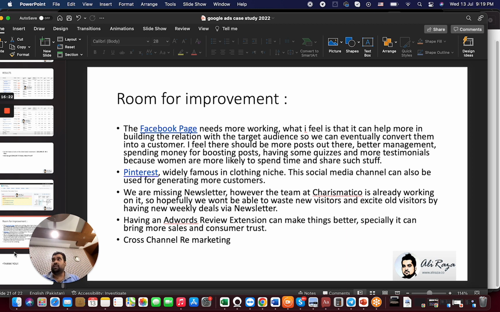We are also missing a newsletter. A newsletter can bring our old customers into recurring customers, and we can even give them discounts via email. This can give them an urge to buy again and again. Having an AdWords review extension, where different reviews are shown with Google Ads, can also be very helpful. Cross-channel marketing, where we can do retargeting for people who have visited on Facebook and then see an ad on the Google network, and people who have visited on the Google network and then see an ad on Facebook, can be very helpful for this industry.